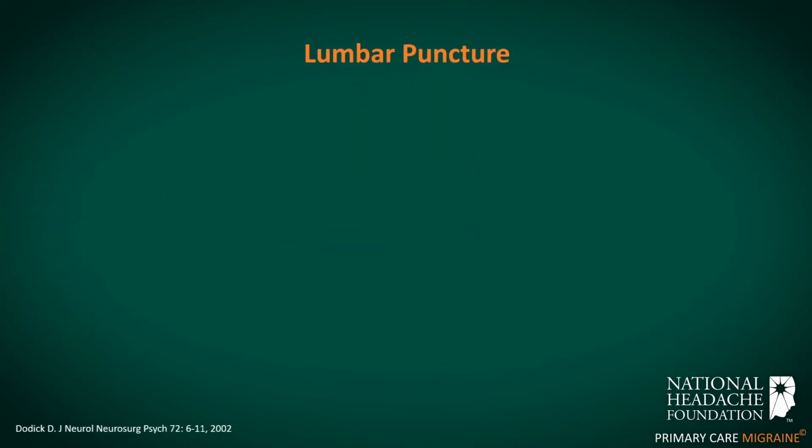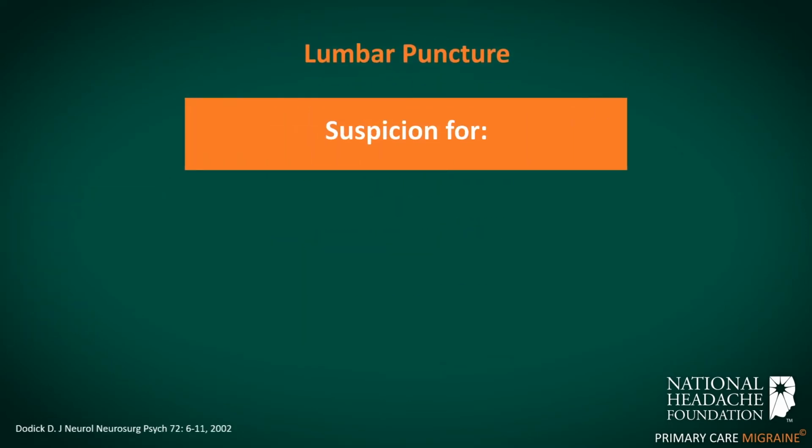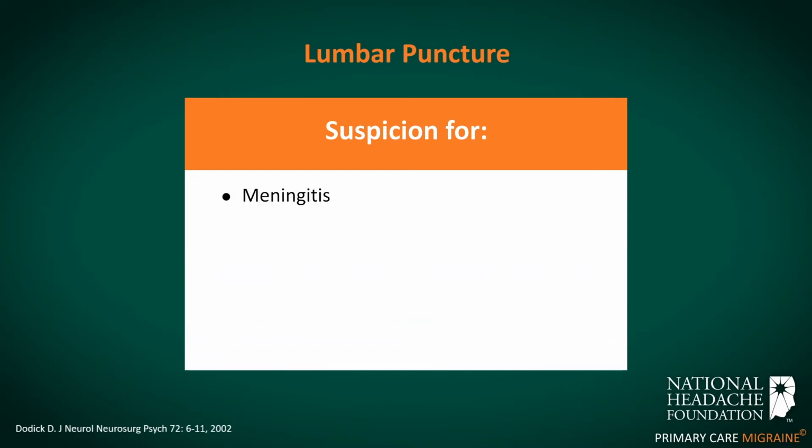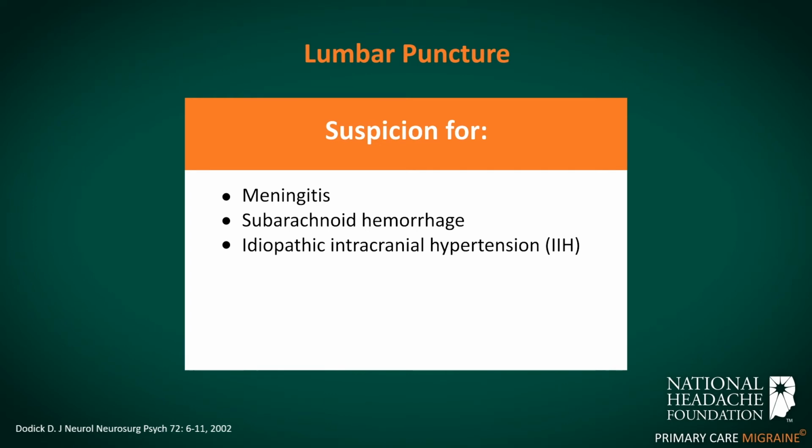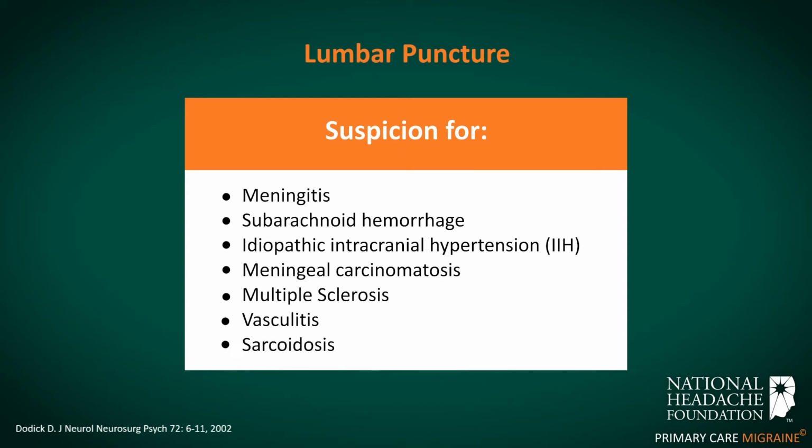A lumbar puncture is performed when you have suspicion for certain diseases such as meningitis, subarachnoid hemorrhage, idiopathic intracranial hypertension, meningeal carcinomatosis, multiple sclerosis, vasculitis, sarcoidosis, and others.